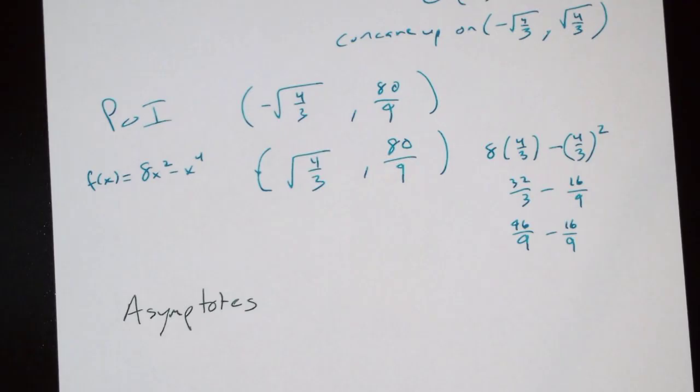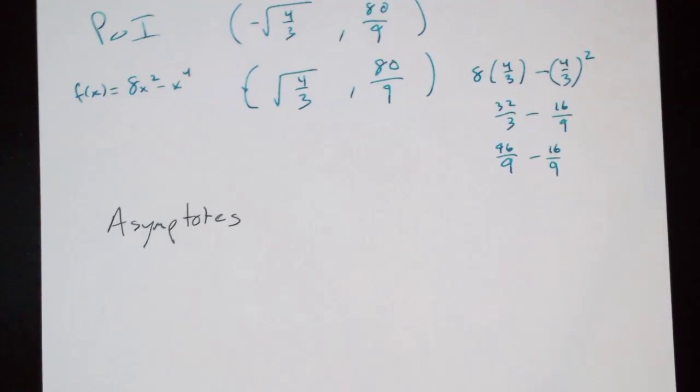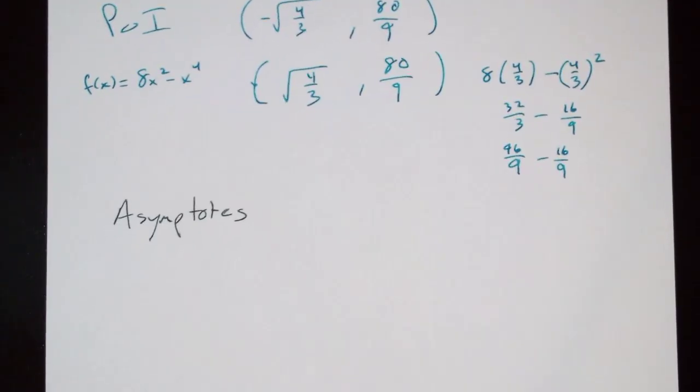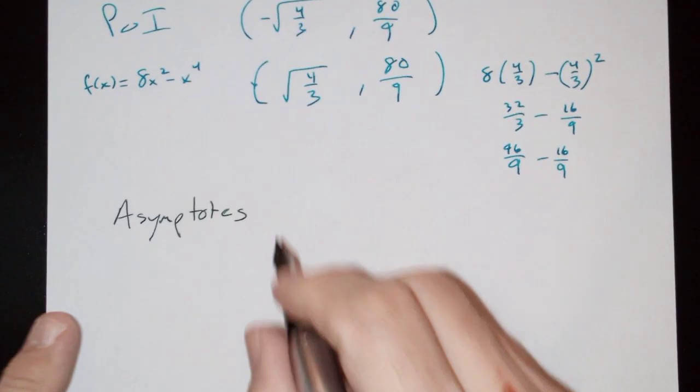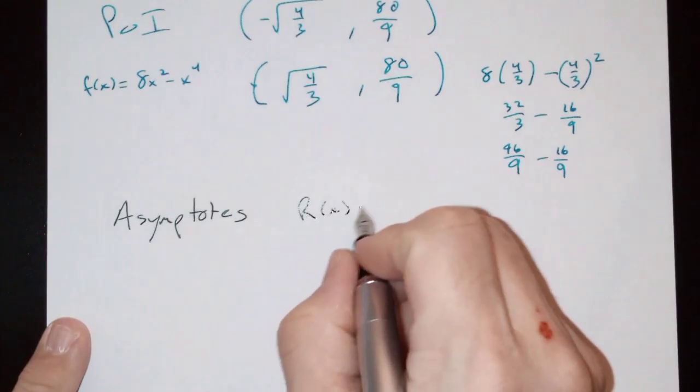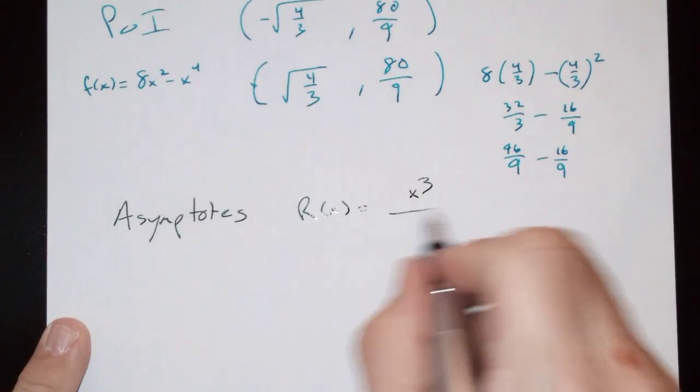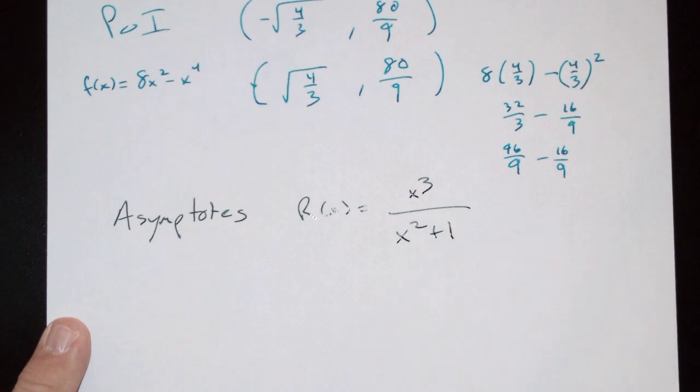But I got lucky in the problem I just did. And I saw that there were no asymptotes involved. Here is a rational function. Does this have a horizontal asymptote?